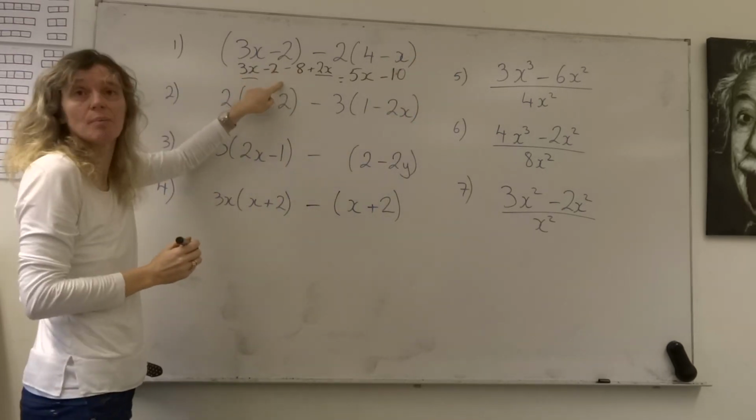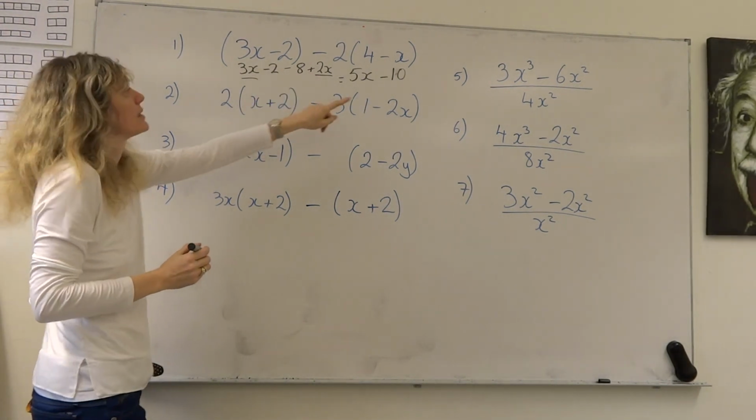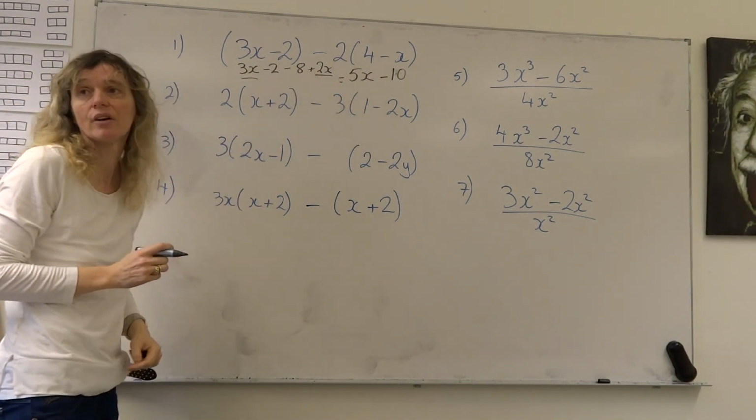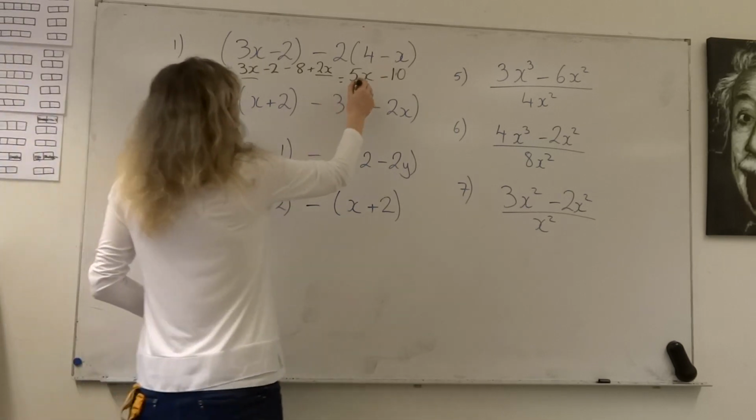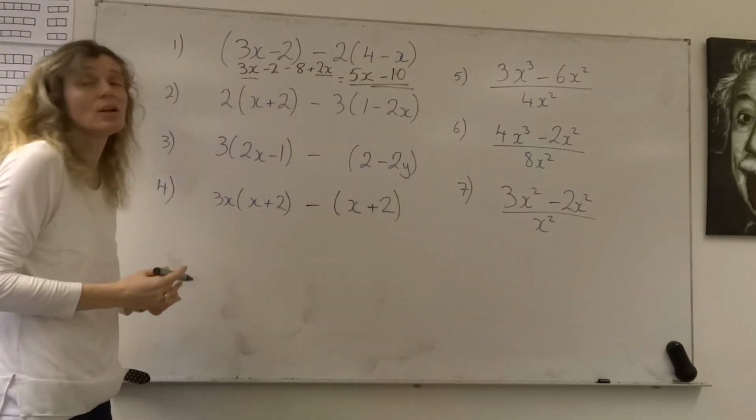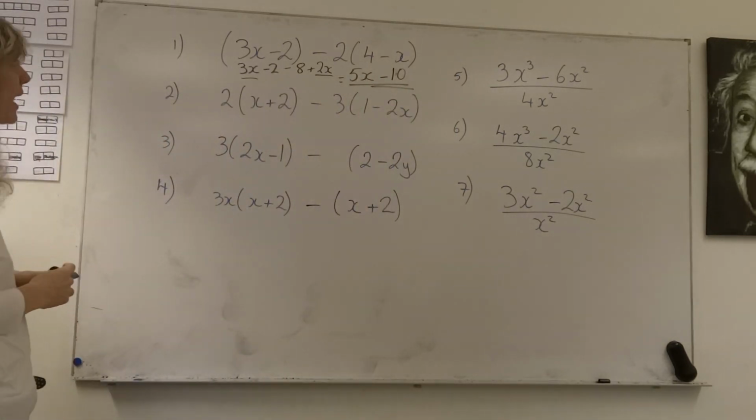Same sign, add the numbers, 8 plus 2 is 10, but the answer will be minus because there was a minus in front of both sides. So we get equals 5x minus 10 on that one. We can't simplify it anymore, we don't know the value of x.